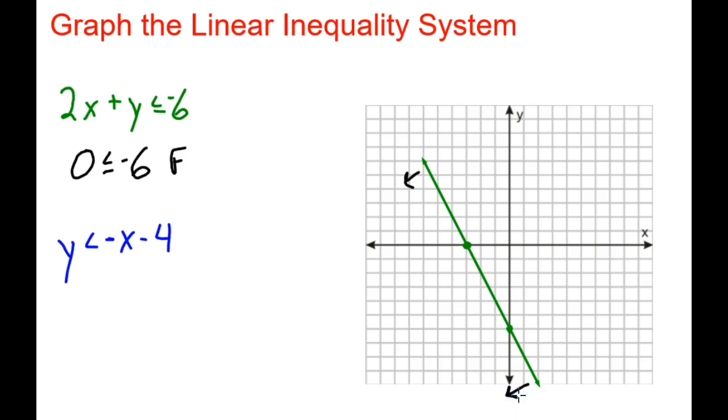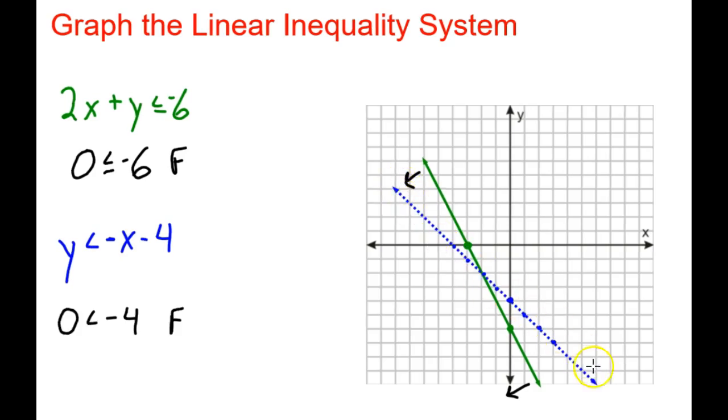Now I need to go through and graph the second linear inequality. We have y is less than negative x minus 4. I'm going to plot my y-intercept, which is negative 4, and then use my slope, which is negative 1. So I go down 1 over 1, construct quite a few points here to get a good view of what my graph is going to look like. Now it is strictly less than, so the line I construct is going to be dotted.